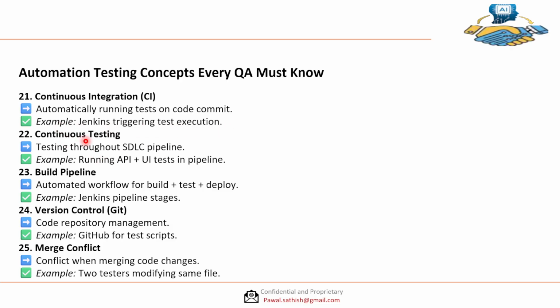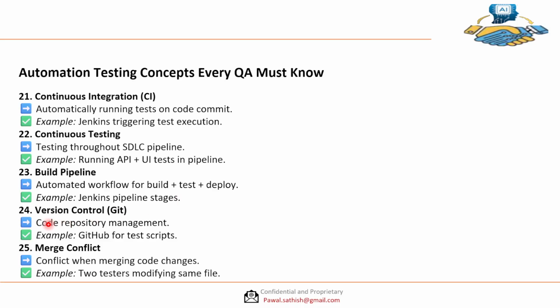Okay, then continuous testing. Testing throughout the SDLC pipeline is nothing but running the API tests, plus we'll also cover the UI tests in the pipeline. Okay, then build pipeline. So an automated workflow for build. We can build it, then test it and deploy it. For this one we can use the Jenkins pipeline stages.